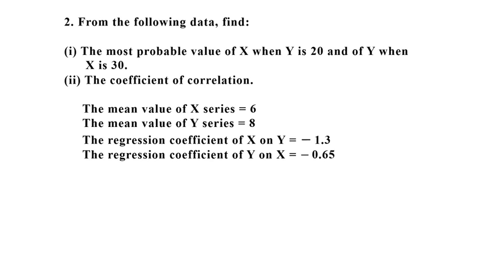So directly you need not compute the regression coefficient. It is given, bxy is minus 1.3. Similarly, byx is given as minus 0.65. So directly bxy and byx are given. You need not compute them. Your job is to construct equations and find out the most probable value of x when y is given and y when x is given. Okay, the answers are given like this.